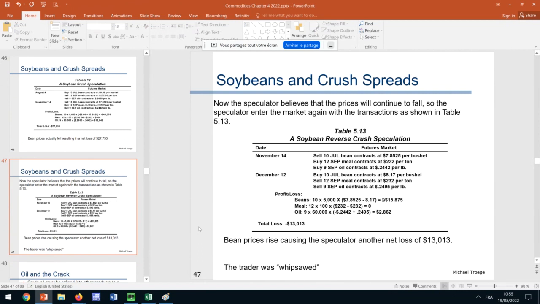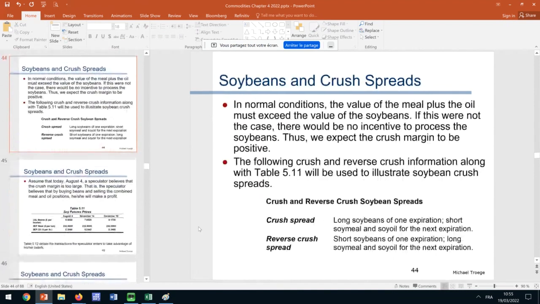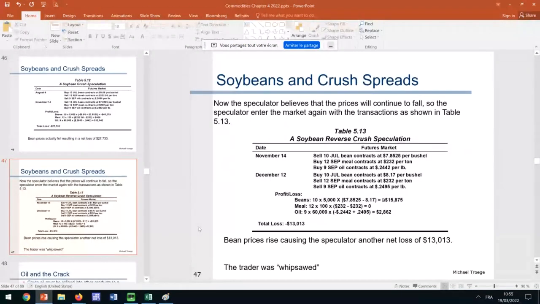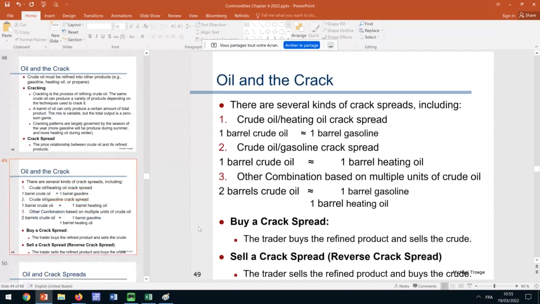Again, apparently we didn't quite understand what happened to this margin, and there seems to have been a good reason for why this crush margin was so high. So our idea that it was going to go down is apparently wrong.